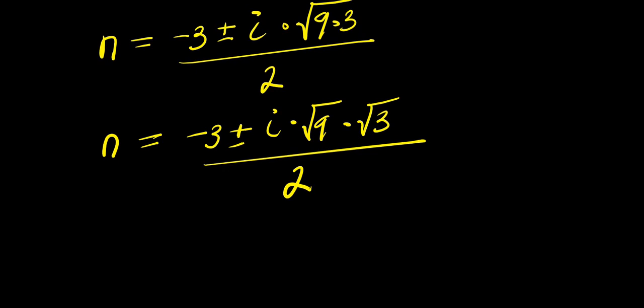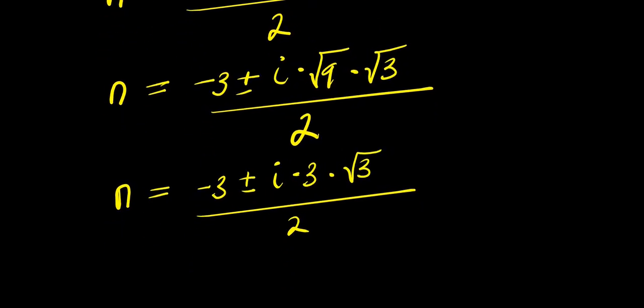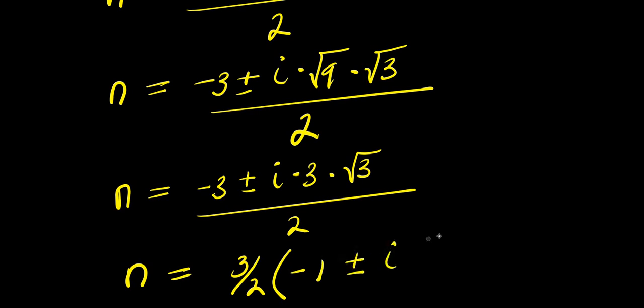So from here, I have n equals negative 3 plus or minus i times square root of 9. We have 3 times, this is still square root of 3, divided by 2. So from here, I can factor out 3 over 2: n equals 3 over 2 of negative 1 plus or minus i times root 3.